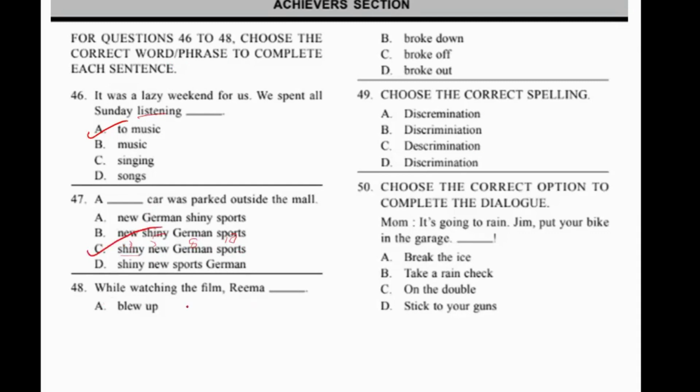Next, while watching that film, Rima dash. Okay, blew up? No. How can somebody blow up while watching the film? No. Broke down? If the plot of the film is emotional, then somebody broke down. Somebody can break down, like they start crying if they get emotional. So this can be the correct answer. Broke off? No. How can somebody break off? So the correct answer here is he broke down into tears.